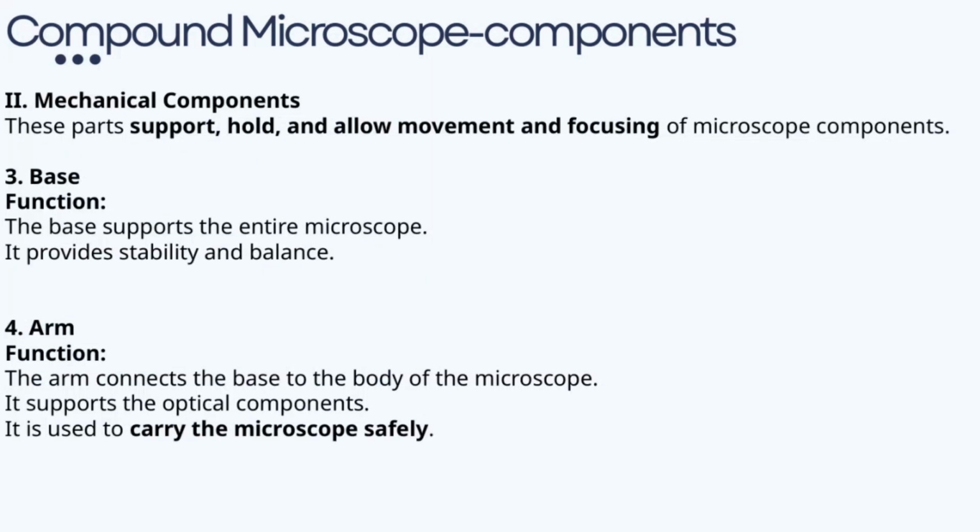Now, let's take a look at the mechanical components of the microscope, which are essential for supporting, holding, and enabling movement and focusing of the various parts. First, we have the base. The base is really the foundation of the microscope. It supports the entire instrument and provides stability and balance, ensuring that everything stays steady during observation. Without a solid base, it would be difficult to get clear and accurate images.